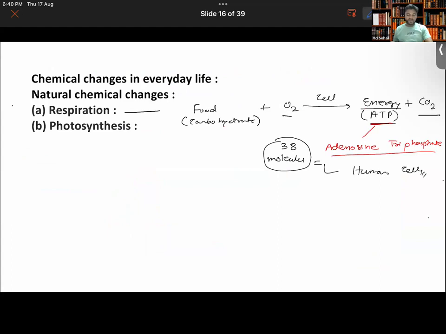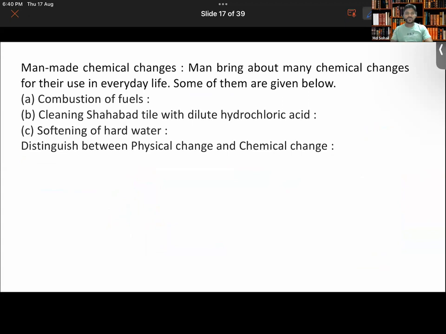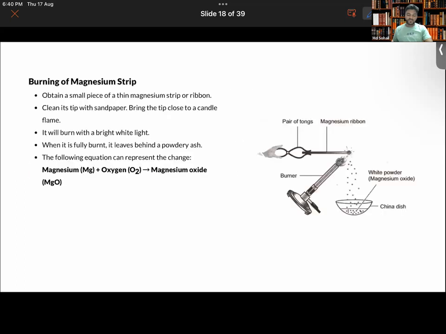Some of the chemical changes in our everyday life, we talked about them as well: respiration and photosynthesis. Then we also talked about some of the man-made chemical changes: combustion of fuels, cleaning tiles with the help of acid, softening of hard water. You can include other examples as well. For example, burning of magnesium can also be included in this, burning of magnesium ribbon. Right, guys? Okay, now let's move ahead and discuss some of the chemical changes in more detail.